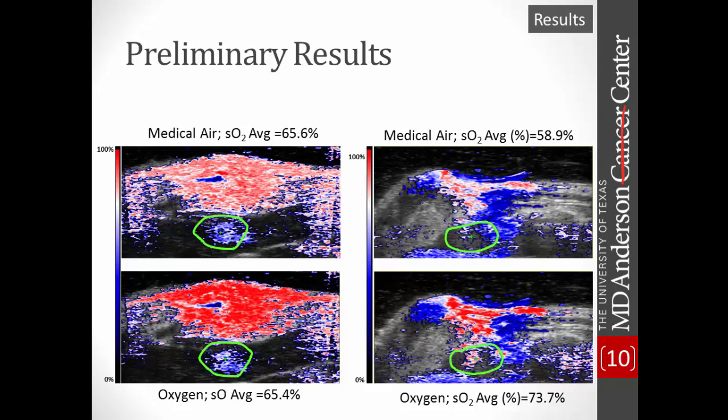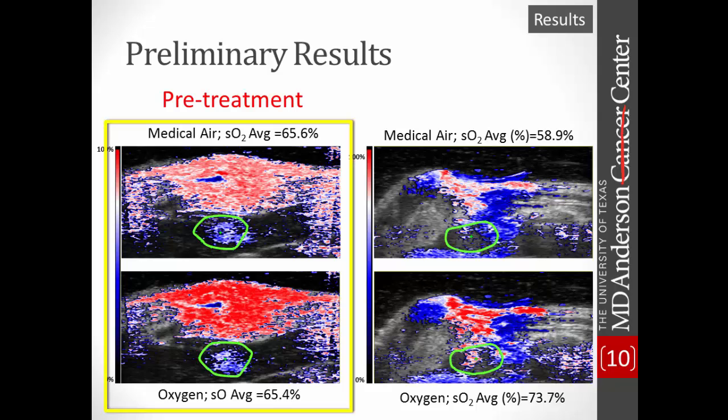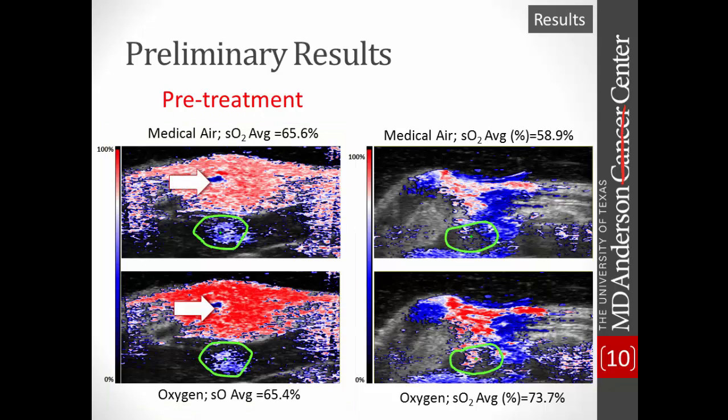So, some of the preliminary results. These are photoacoustic oxygen saturation maps of the near field and then of the tumor. The tumor is outlined in green. We have on the left the pre-treatment and on the right the post-treatment. In the top is medical air, the bottom is oxygen. The first thing is in the near field, we saw what we expected. You see an increase, so red is more oxygen saturated, blue would be less oxygen saturated. So we see an increase with increase in systemic oxygen. However, at the tumor site, we don't see much of a difference, and I'll get more into that in a second.